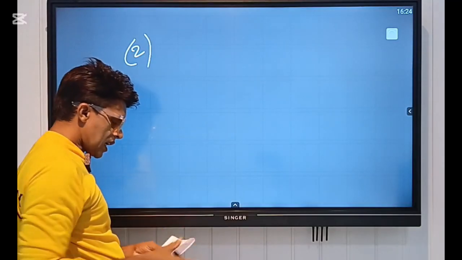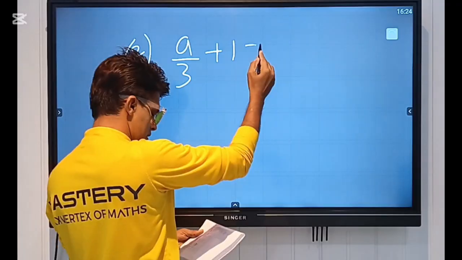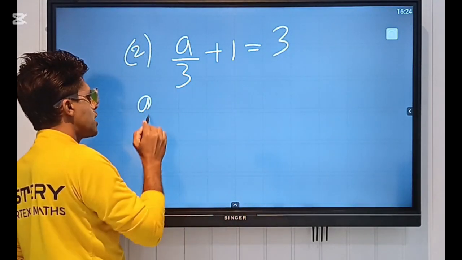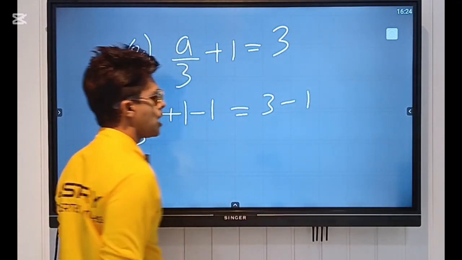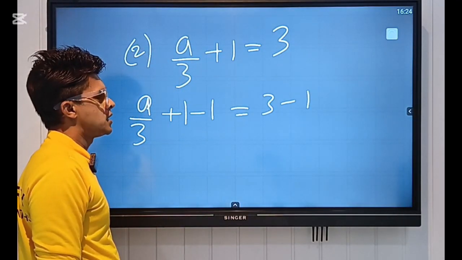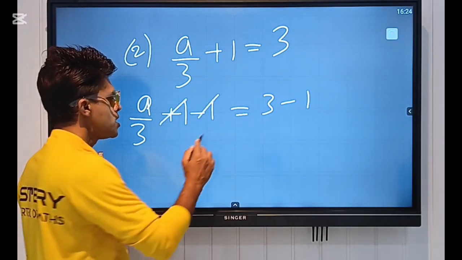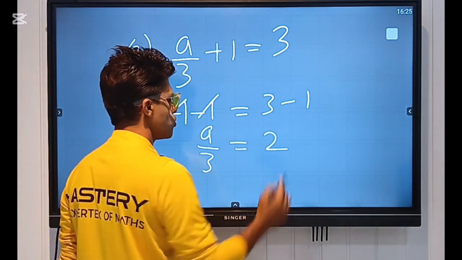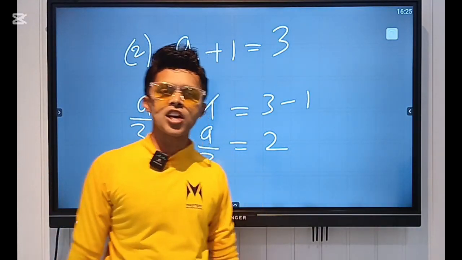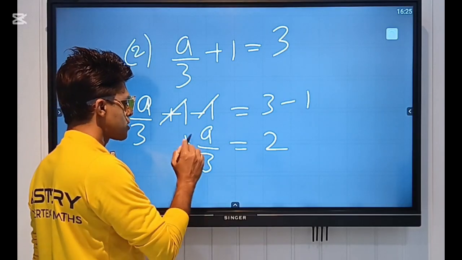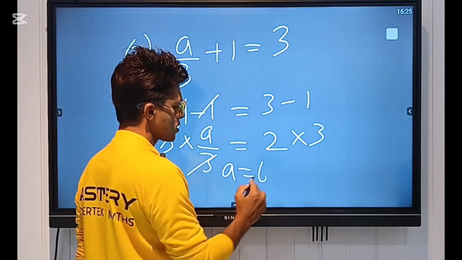So when it comes to the second question, a over 3 plus 1 equals 3. Right now, a over 3, then plus 1, you could see it is removed. You could subtract 1 from both sides, so as to cancel this plus 1 and minus 1. So a over 3 equals 2, since 3 minus 1 is 2. This type was done previously in the first question. Therefore, here 3, so it's multiplied on both sides by 3. Now you can simplify this 3 and this 3, then 2 times 3 is 6.